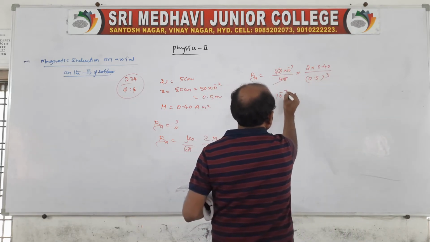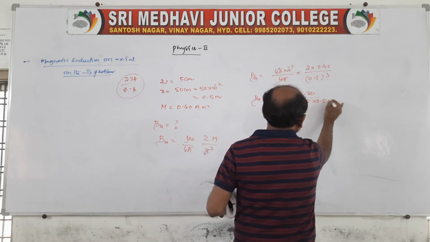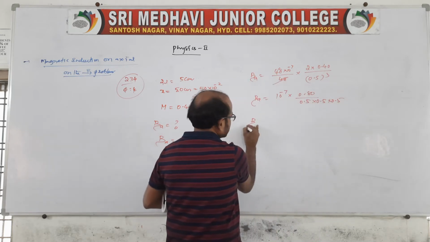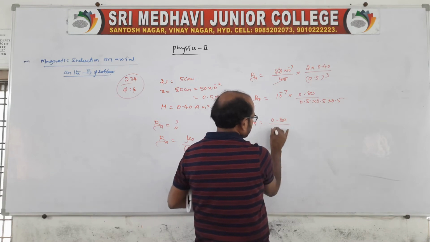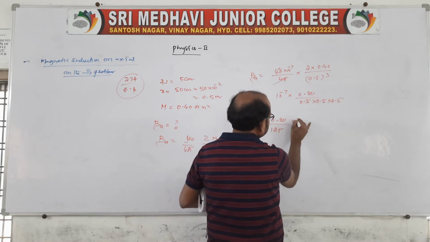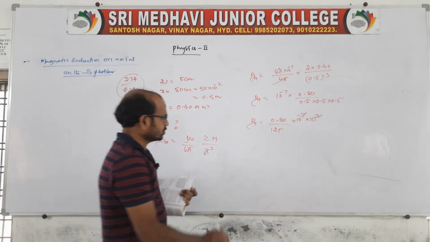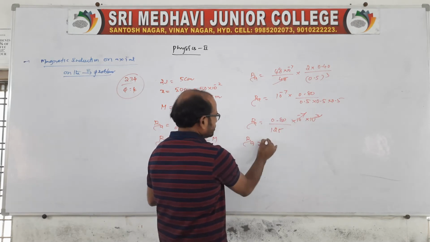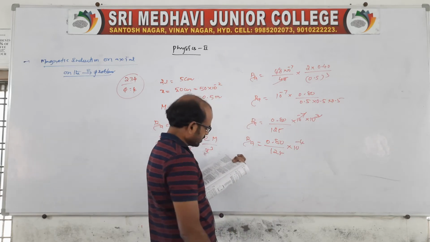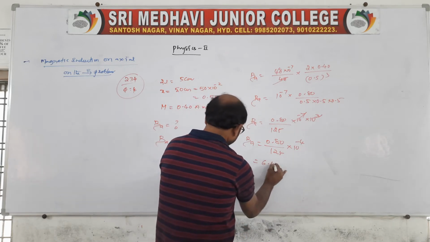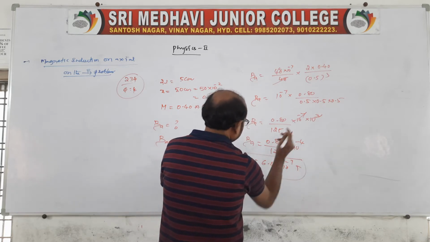B axial is equal to 10 power minus 7 into 0.80 by 0.5 into 0.5 into 0.5. Better you write it as 0.80 by 5 5s are 25, 25 5s are 125, by 10 by 10 by 10. So 10 power minus 7 into 10 power 3. If you simplify this, we roughly get the answer 6.4 into 10 power minus 7 Tesla. So this is about the axial line.